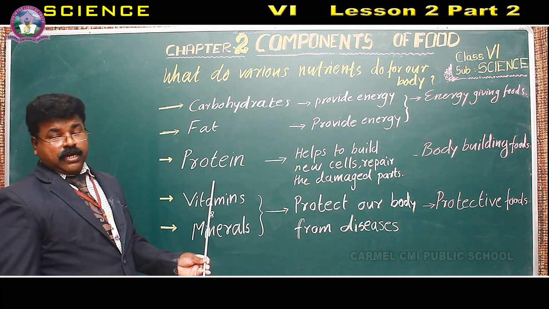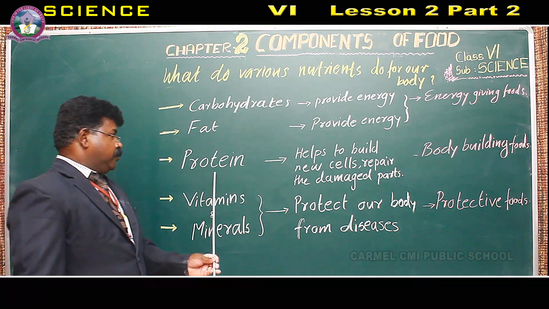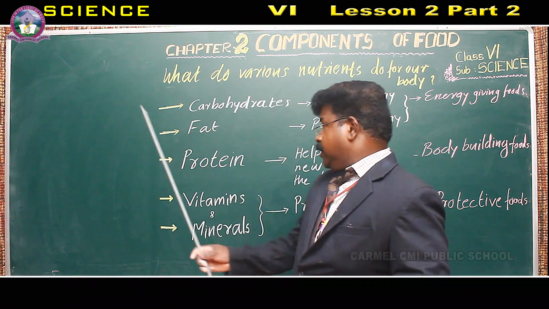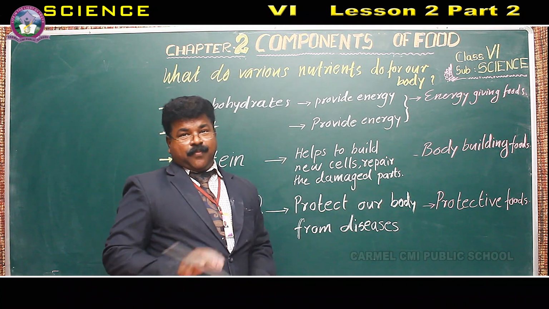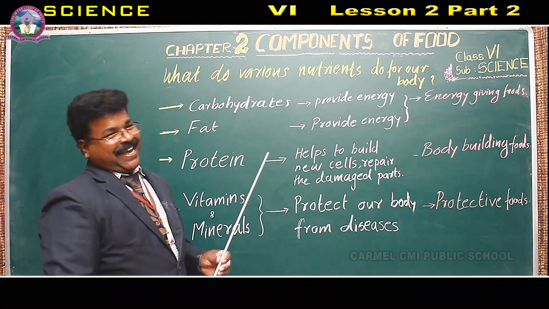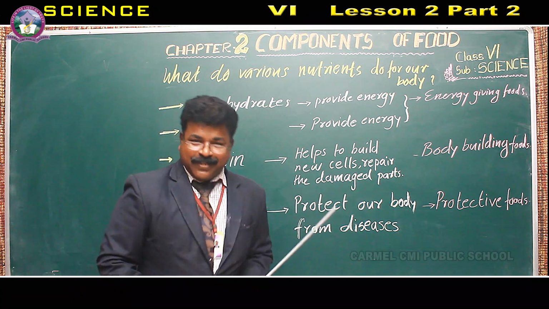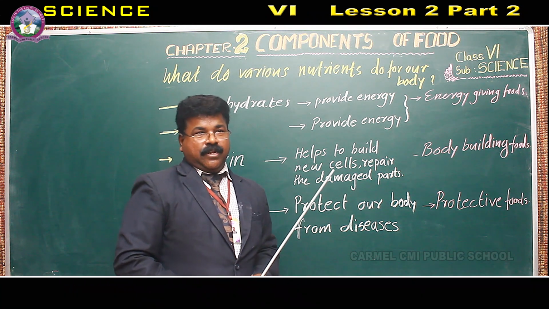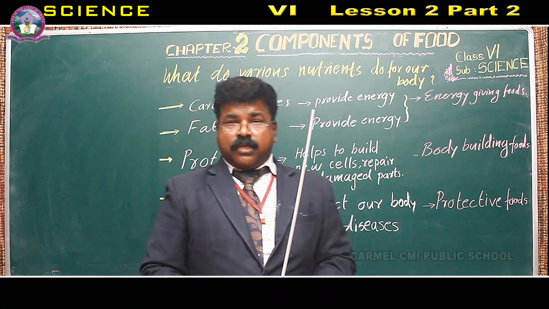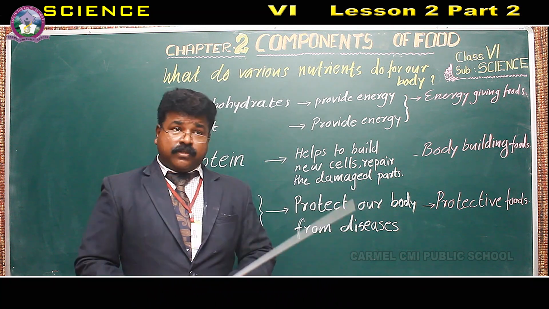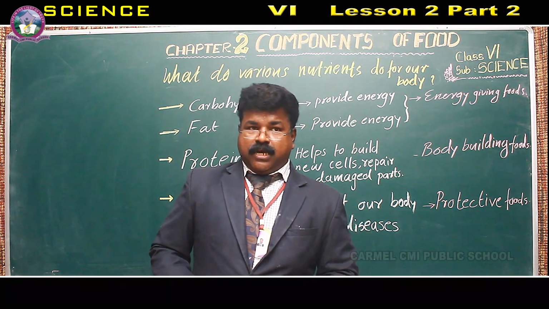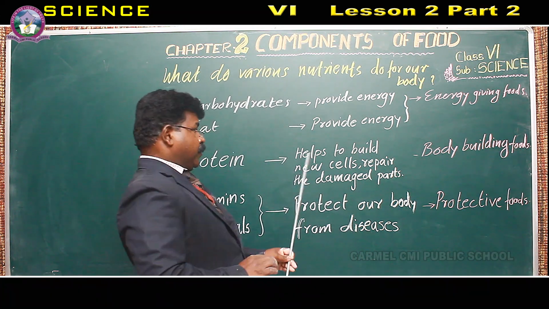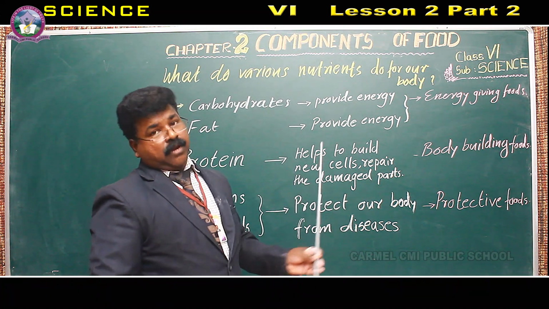Now the third one is protein. What do protein do in our body? Proteins are responsible for making new cells. Proteins are responsible for making new cells in our body. So whenever an organism is formed, it has to grow. For the growth, what we require, we need to have more number of cells. So for the synthesis of new cells, proteinaceous food materials are helpful for us.